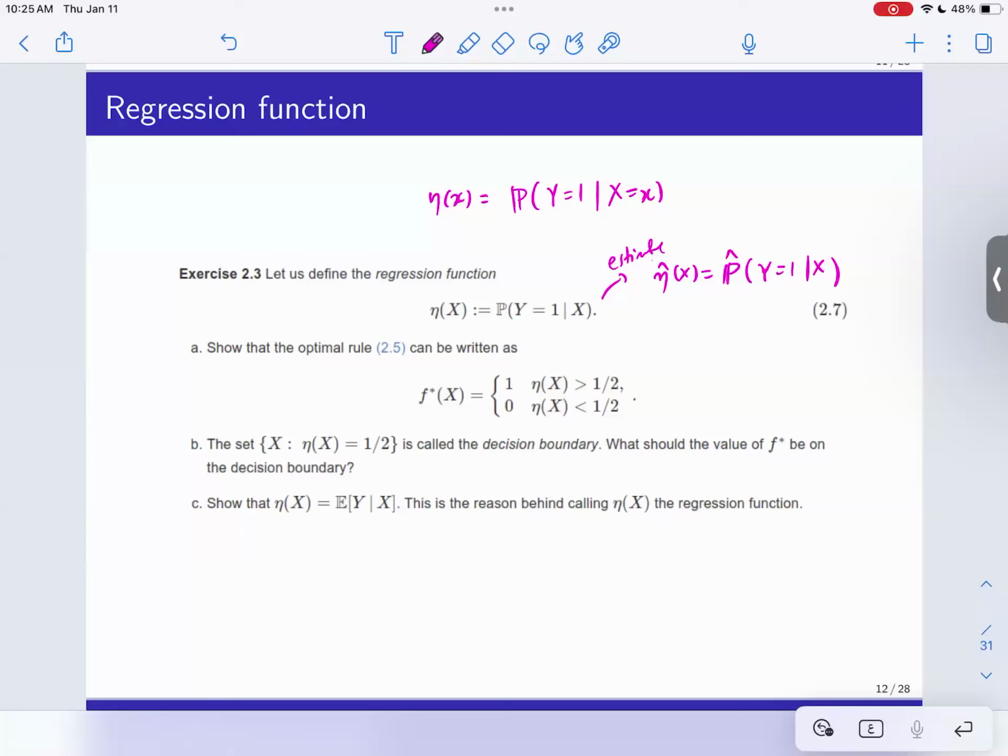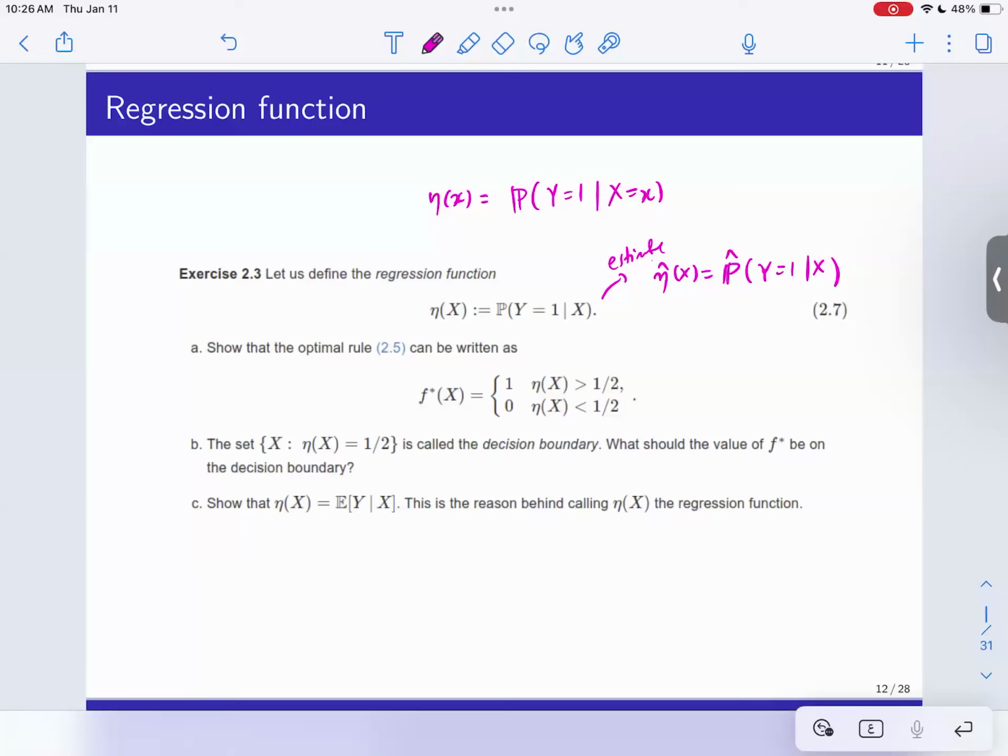The optimal classifier classifies based on the value of the regression function. And the decision boundary is where the regression function is equal to 1/2. So in the space of x, there is a set such that this eta of x is 1/2. Sometimes this might not exist, but if it's there, this is called the decision boundary, and then you have to think about what you should do. I'm not specifying what you should do in that case, but let you decide. And the way to think about it is you're minimizing the probability of error.